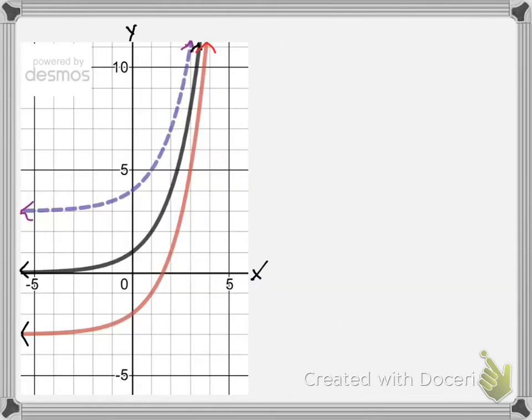On this one, the function in black, its equation is y equals 2 to the x. And I'm going to say the graphs in purple and in red are that exact same graph, just the one in purple has been shifted up and the one in red has been shifted down. So we need to figure out how you come up with the equation for those that have been shifted. Well, let's start with the one in purple.